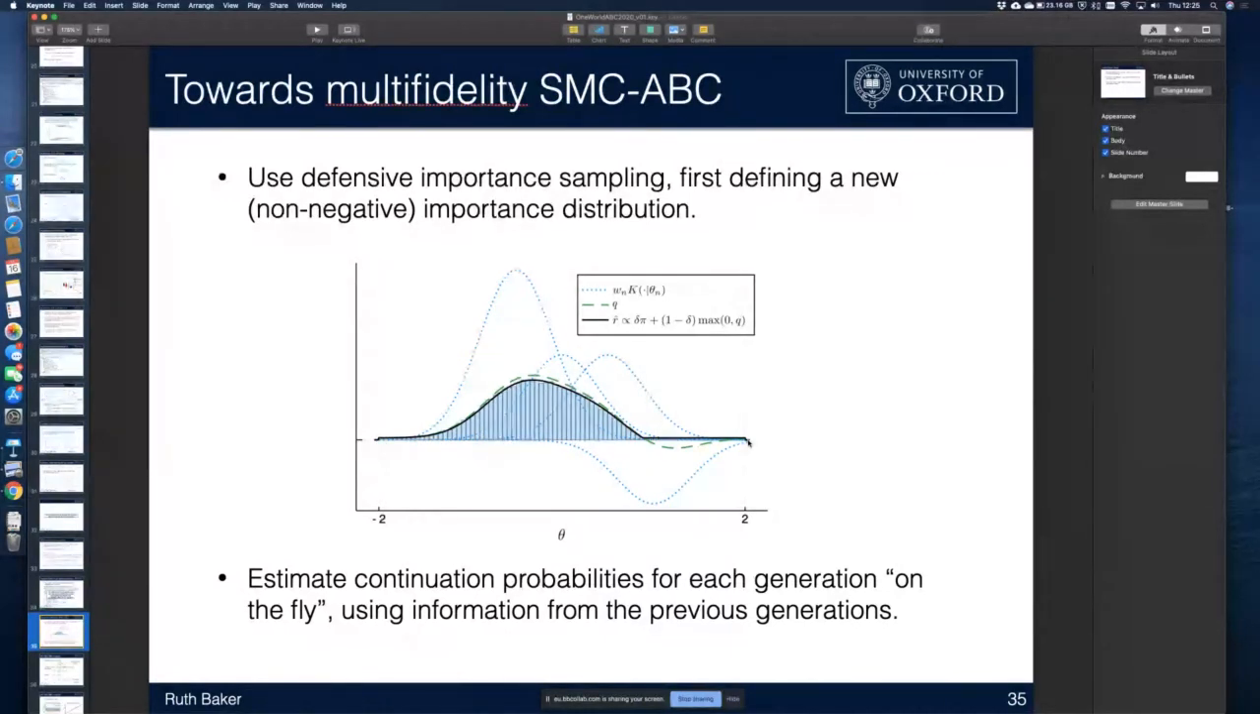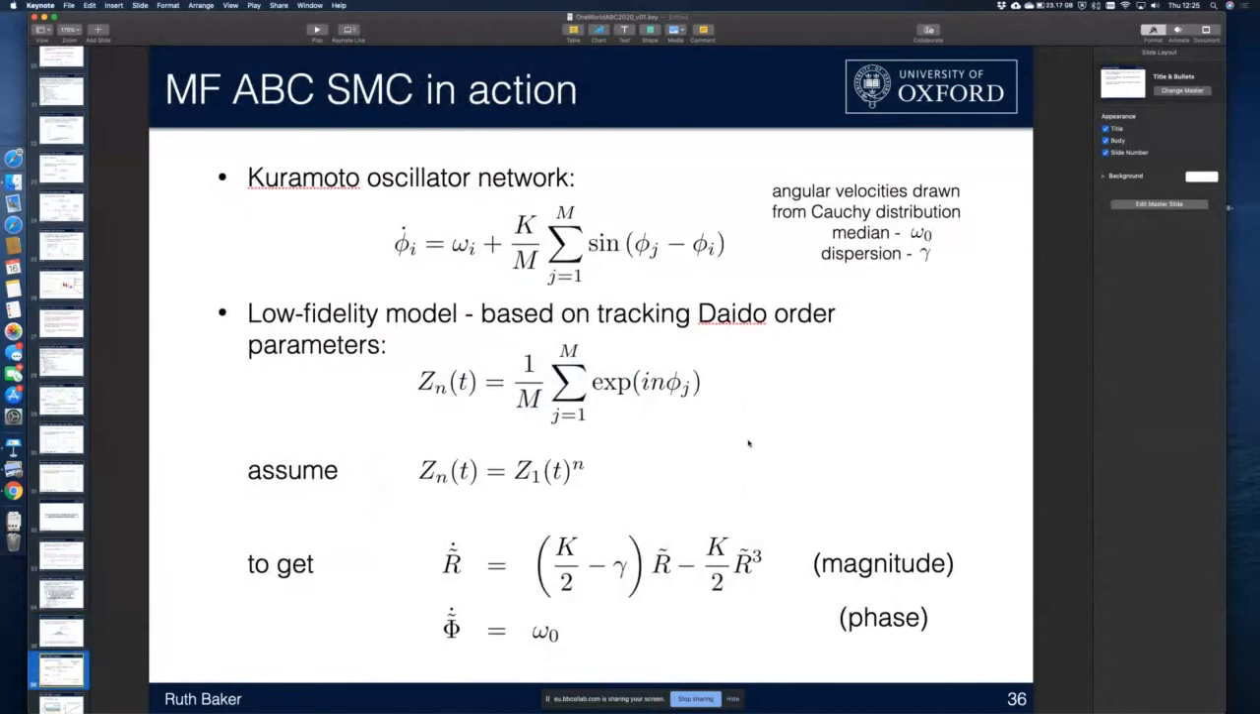Then you can build in all the other machinery. You can estimate the continuation probabilities at each generation on the fly using information from the previous generations. The details are all in the paper, which is on arXiv, so I don't want to go through it. But I'm just going to show some examples from a Kuramoto oscillator network.